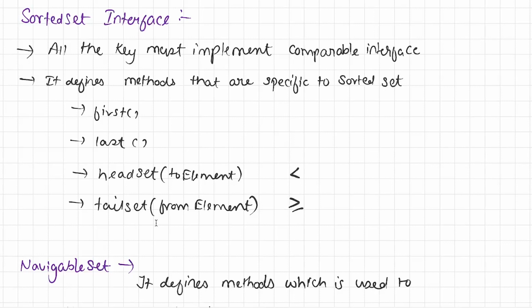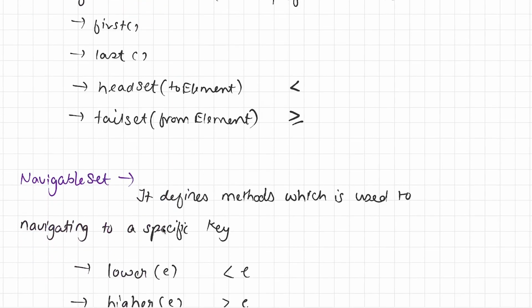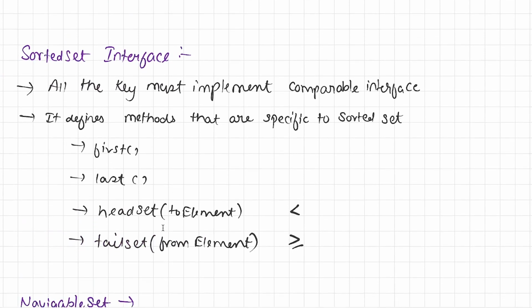So the SortedSet interface has some responsibilities and the NavigableSet interface has some responsibilities. Let me show you. The SortedSet interface has 2 responsibilities. First one is to impose the restriction that all the keys must implement the Comparable interface, so that all the keys or elements will be sorted based on the comparator. And the second responsibility is that this interface defines all the methods that are specific to a sorted set. This means when all the elements are sorted in any order.